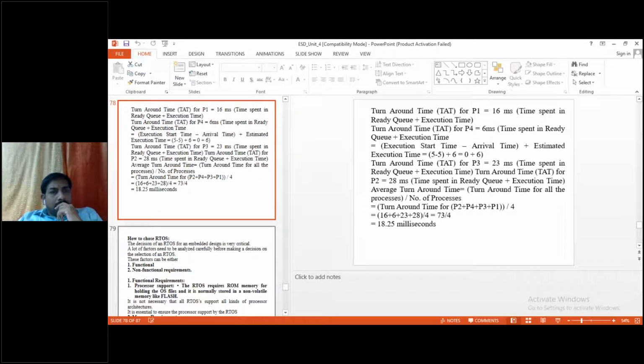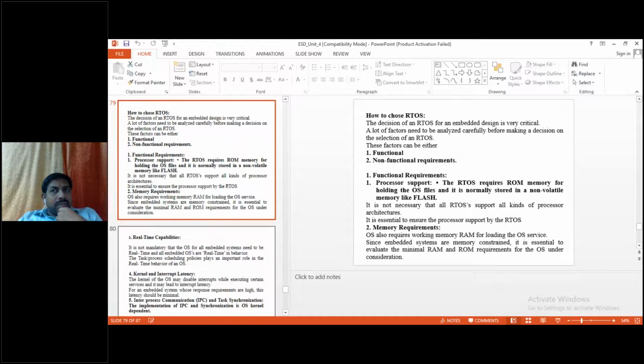And the corresponding turnaround time is also varying. For P1 it is 16 milliseconds. For P4 it is 6 milliseconds. And turnaround time it is 23 milliseconds. So the average turnaround time is 18.25 milliseconds.